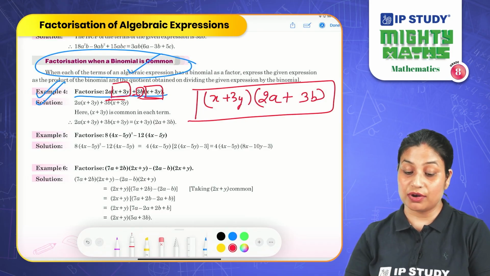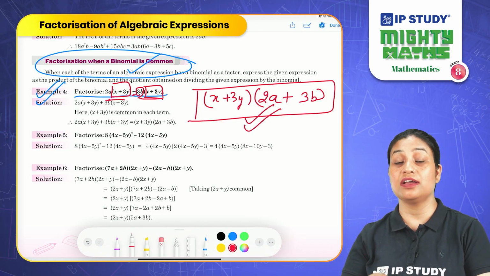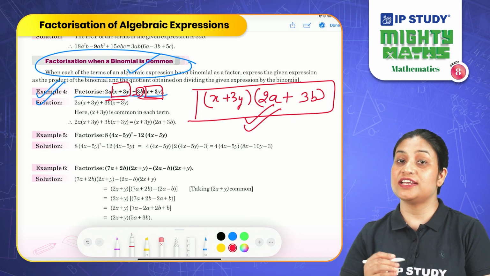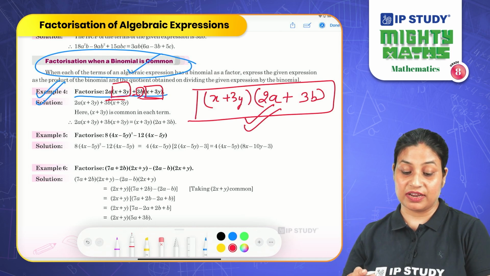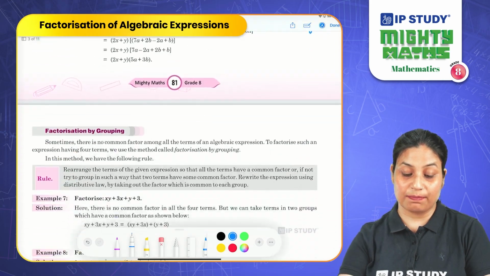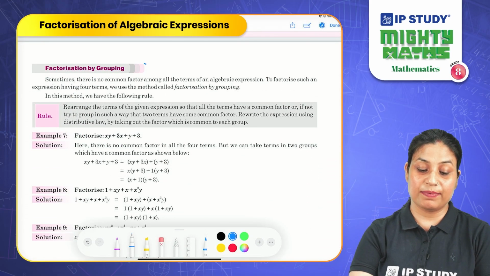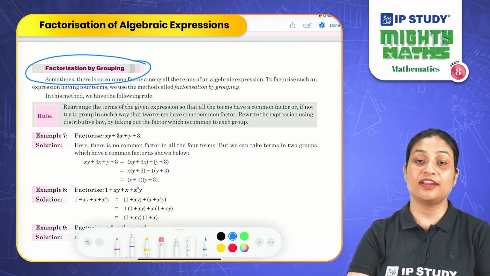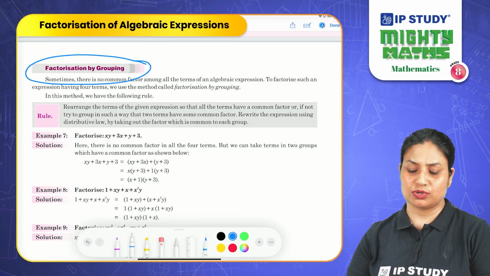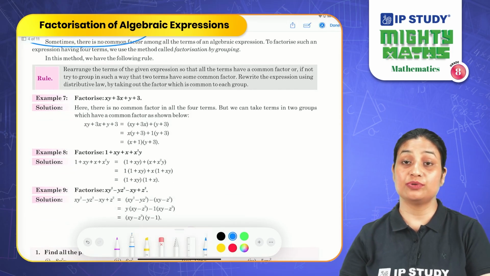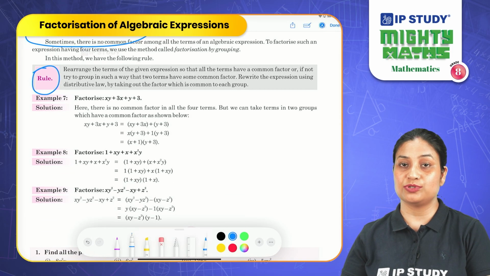This is how you are going to factorize any algebraic expression having a common binomial in each and every term. So I hope, students, you have understood this concept very well. Now let's move on to the next topic and let's see what it is. The next topic is factorizing an algebraic expression using grouping. So what does it mean and how are we going to do that? A rule is written over here. Let's read the rule together.